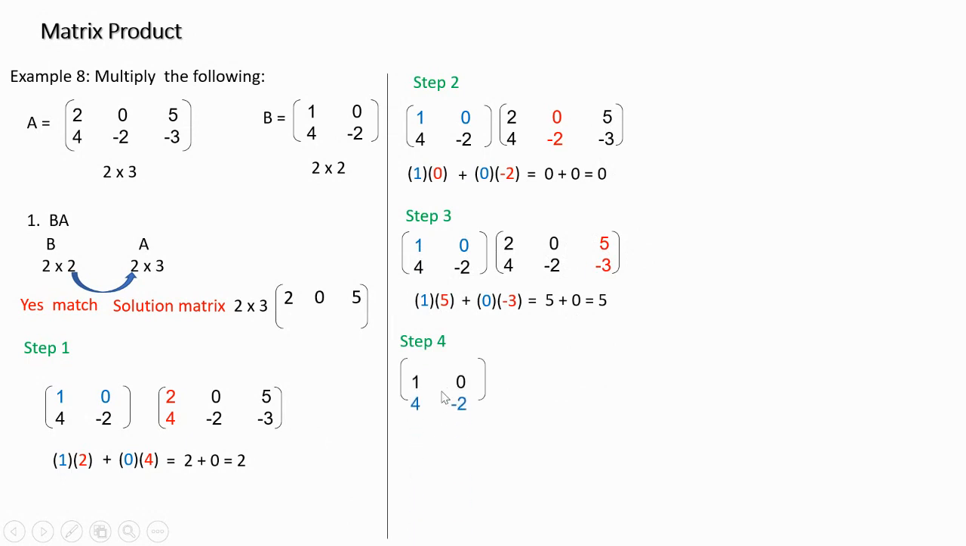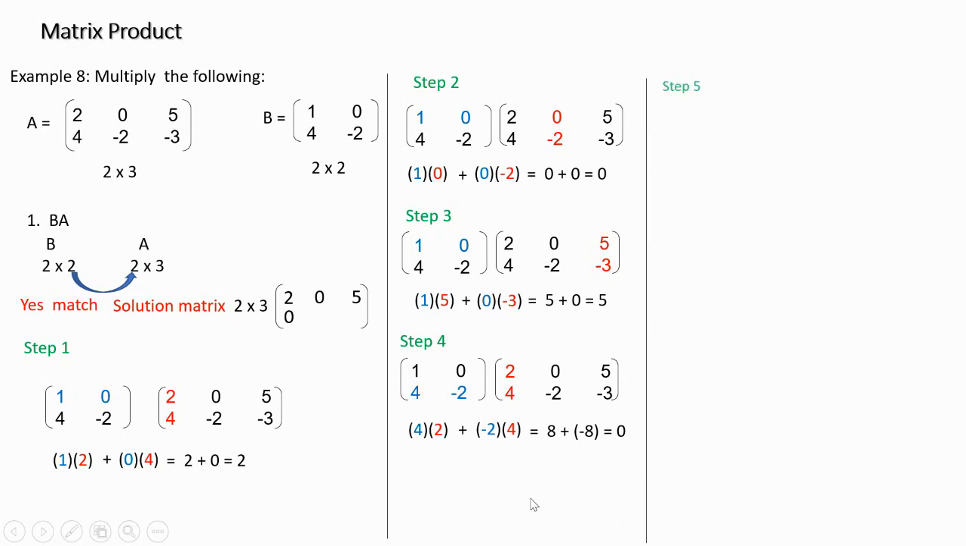So step 4, right? I'm going to switch the color that we're multiplying to the second row because now I need to multiply the second row times every column. So I do the similar process as I did for the first 3 steps. It's going to be 4 times 2 plus -2 times 4. So it's going to give us 8 plus -8, which will be 0. So 0 will be on the second row, first column position. Now let's do step 5.